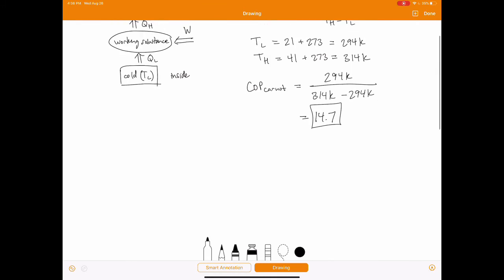Now, so that's the maximum theoretically possible coefficient of performance. And if you compare that to a real AC unit, it's going to be something more like 4. So again, this is showing us there's a lot of room to improve our existing AC units and make them better and more efficient because we're not getting anywhere close to the maximum possible coefficient of performance.